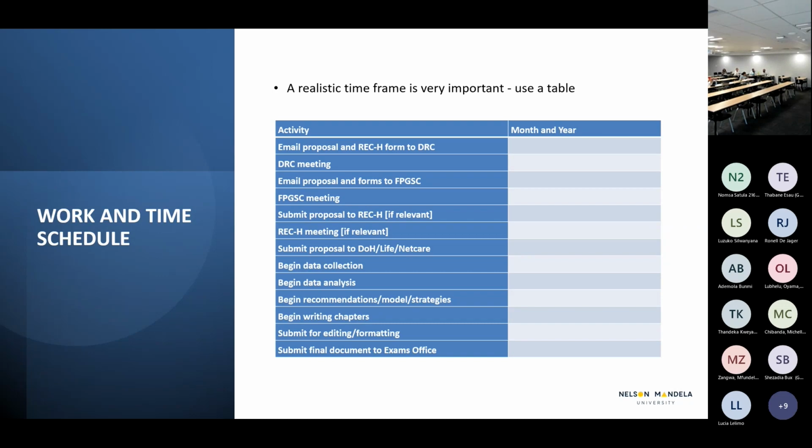And then this is much broader. This is what you have to do for the proposal, but for the actual study, the whole duration, you might want a Gantt chart, and it might stretch over a number of pages. I'm not going to go into detail for this.